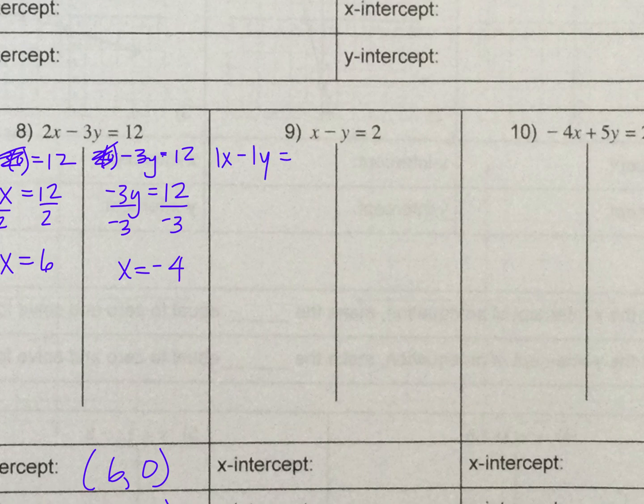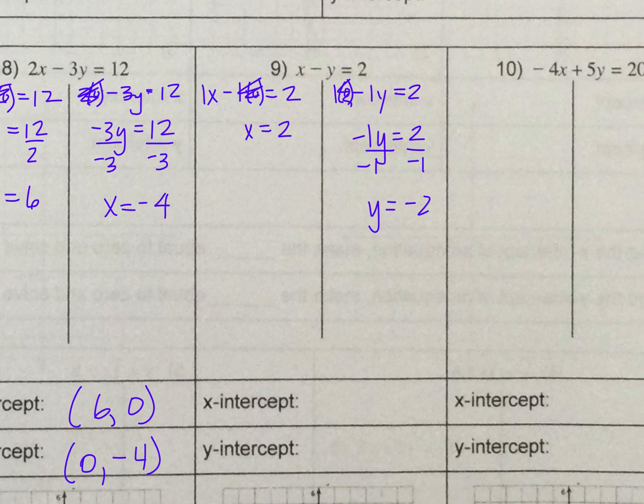1x minus 1y equals 2. Going to make that y a 0. That goes away. 1x equals 2, which really just means x equals 2 because 1x and x are the same thing. Going to make the x 0 in this one. That goes away. -1y equals 2. Divide by -1. Y is -2.